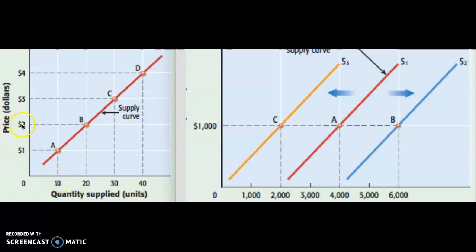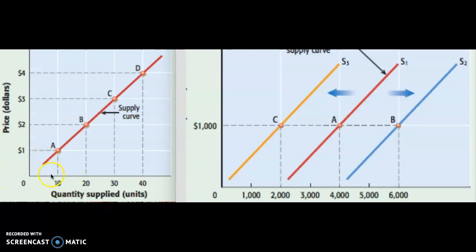If the price goes up to $2, you can sell it for $2. Remember, it still costs you 50 cents to make. Now, all of a sudden, your profit's $1.50. Why would you provide more at a higher price? You see, at $1, you supplied 10. At $2, you supplied 20. Well, you're going to supply more because your profit's more.